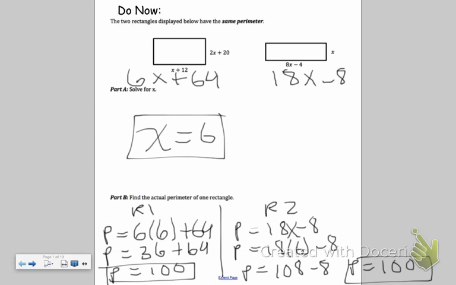So because we were told that the perimeter of both rectangles are the same, you only needed to substitute x into one of these to find that the perimeter is equal to 100. So that's what we have for our do now.